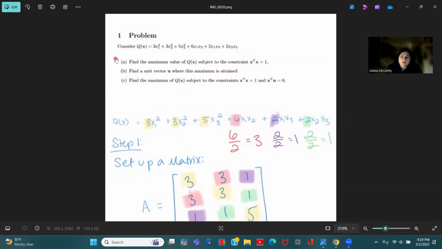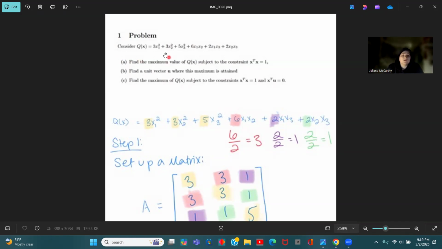First, we want to find the maximum value of q of x subject to the constraint x transpose times x equals 1. B, find a unit vector u where the maximum is attained. And C, find the maximum of q of x subject to the constraints x transpose times x equals 1 and x transpose times u equals 0.